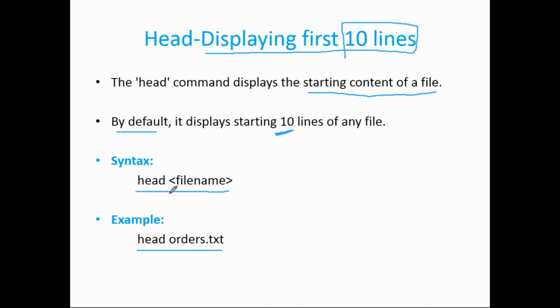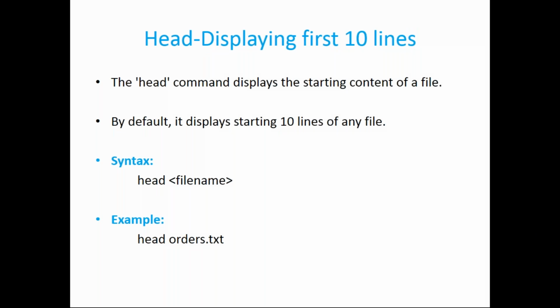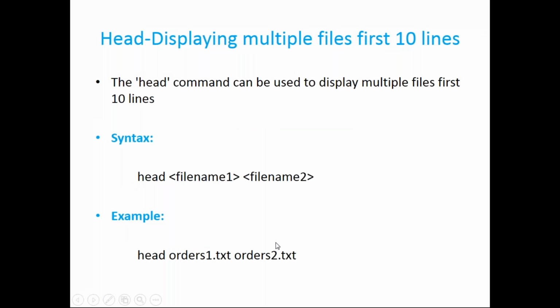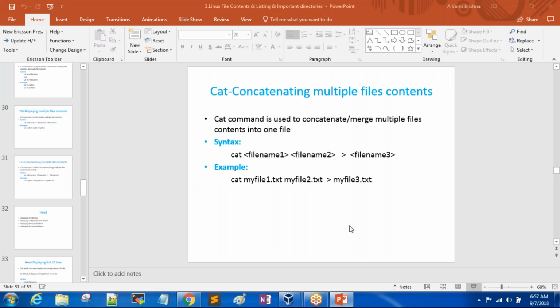And notice here I'm not using any number such as -10 or something like that. By default, without specifying anything, it will display the first 10 lines. And even you can use head on multiple files, and then it will actually display multiple file contents for you, the first 10 lines. Let's try to see the demo for it.